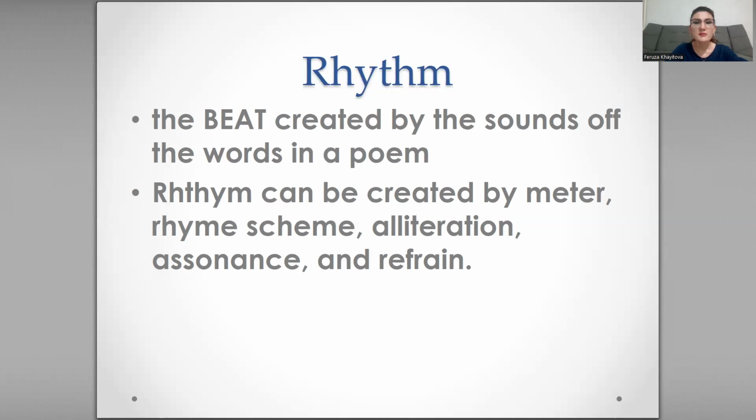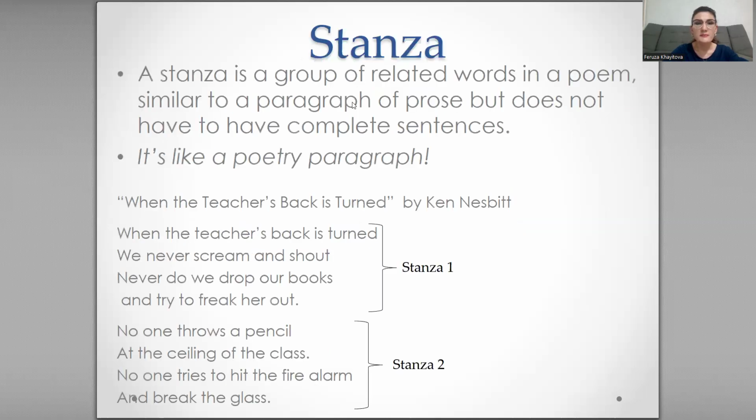The next device is rhythm, the beat created by the sounds of the words in a poem. Rhythm can be created by meter, rhyme scheme, alliteration, assonance, and refrain. The next device is stanza. A stanza is a group of related words in a poem, similar to a paragraph in prose, but it doesn't have to have complete sentences. It's like a poetry paragraph.